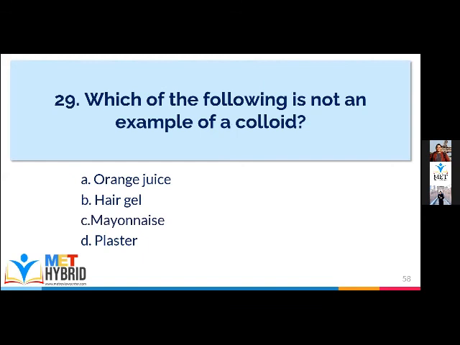O, second to the last question, 29. Which of the following is not an example of a colloid? So A, orange juice, B, hair gel, C, mayonnaise, D, plaster. Wow, ang galing. So letter A is our answer. Orange juice is not a colloid. Then what is an orange juice? What particular mixture is an orange juice? What type of mixture?